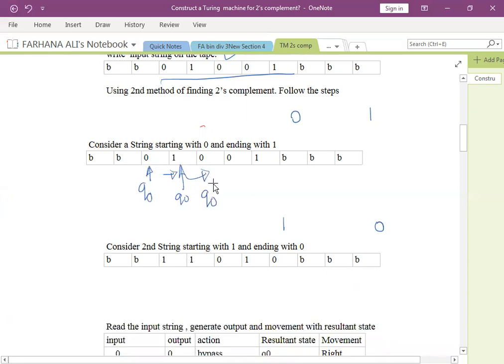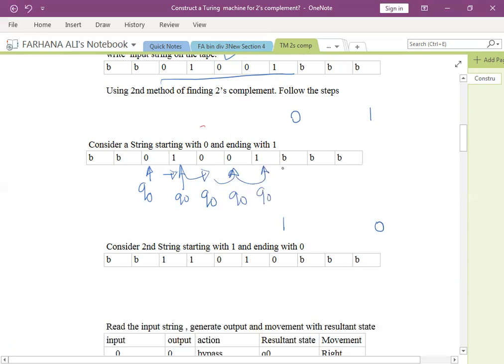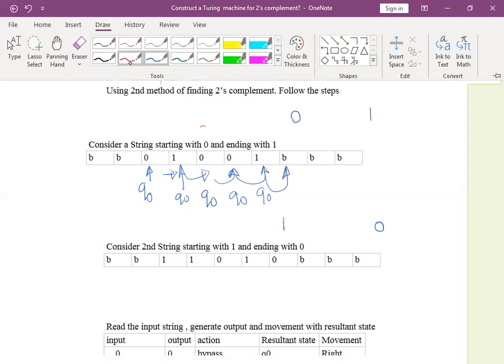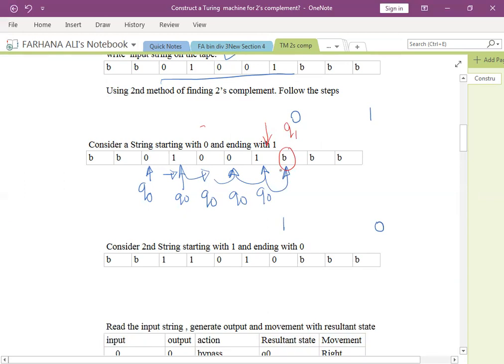Now Q0 with again 0, we are moving towards the right hand side with the resultant state as Q0. Again Q0 with 1 we are moving towards the right hand side. Now Q0 with this blank means that we have reached the end of the string. After we get the end of the string, this state will be marked as Q1, and we are going to move towards the left hand side, because we are going to try to find the 1, in order to convert the bits present before that 1 into 1's complement. So here we can see it.